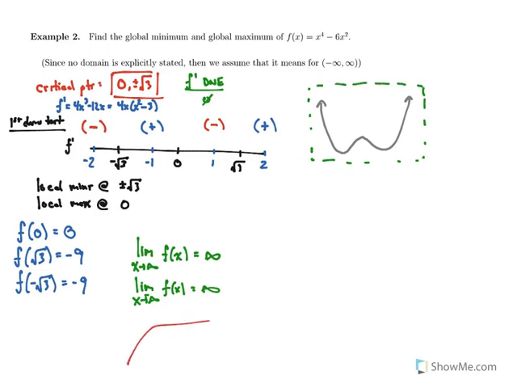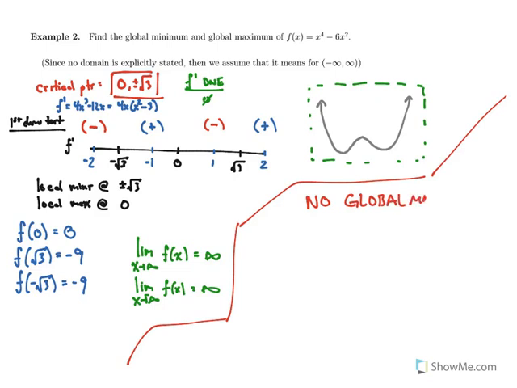So when you put it all together, we know that there is going to be no global max because the limit as x goes to infinity of the function is infinite. So it's going to keep on going up and up and up on both sides. And there is a global min of negative 9, and that occurs at both positive negative square root of 3.